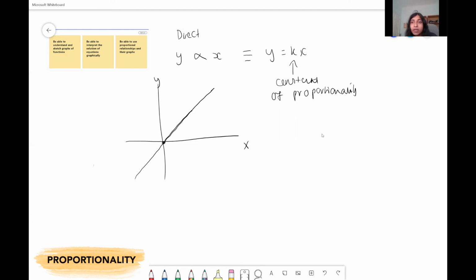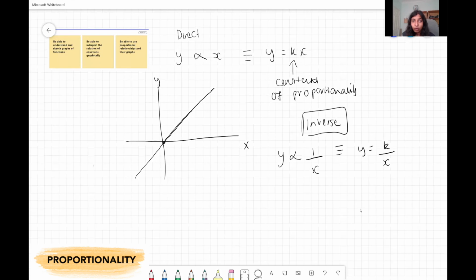So it could be like y could be the circumference of a circle, and x would be the radius, so the circumference of a circle is directly proportional to its radius, for example. And then you can also have inverse proportion. Okay, so you could say y is inversely proportional to x. That would mean y is proportional to 1 over x. And that's equivalent to saying y is equal to k over x.